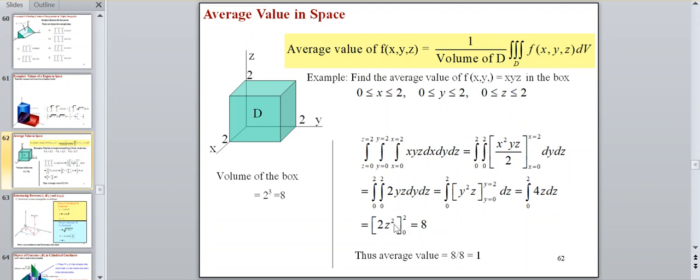When z equals 2, z squared is 4, 2 times 4 equals 8. So now we can find the average value. The average value is 1 over the volume of D, and the volume of D is 8, and the integral of the function on D is also 8. So it becomes 8 divided by 8, which is 1, right? So 1 over 8 times 8 equals 1.